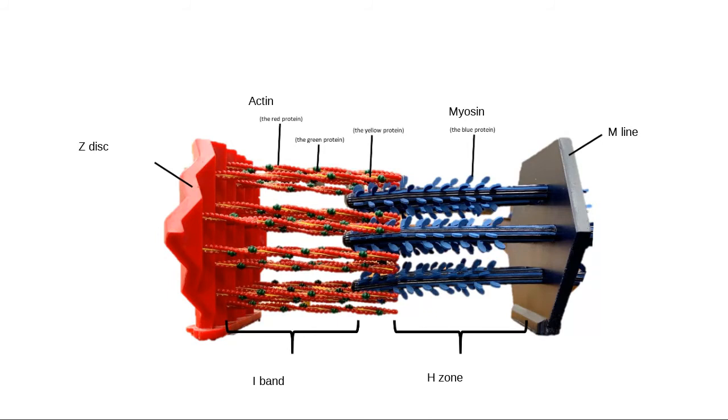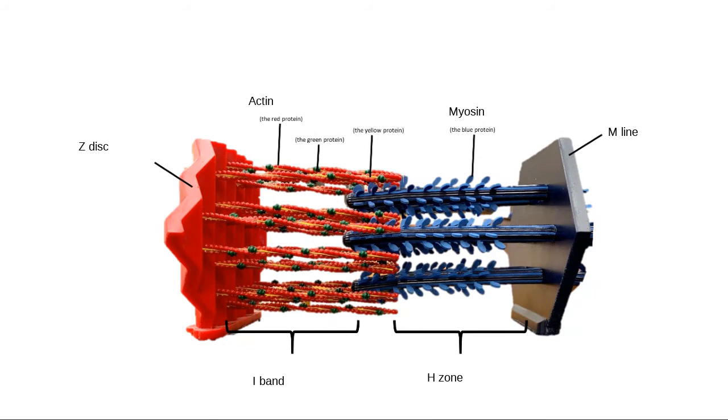So when you're thinking about the proteins that do muscle contraction, myosin and actin are the 2 proteins that actually do it. Myosin attaches to actin and pulls on it and slides it past each other. So myosin is the blue protein, the one in the thick filament. Actin is the red protein, the one that makes up most of the thin filament.